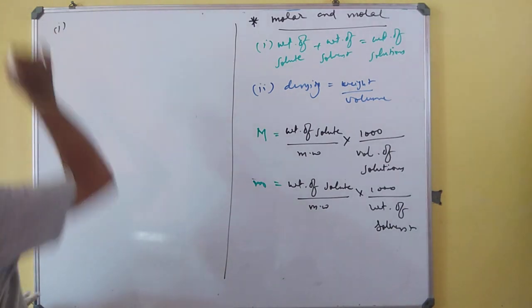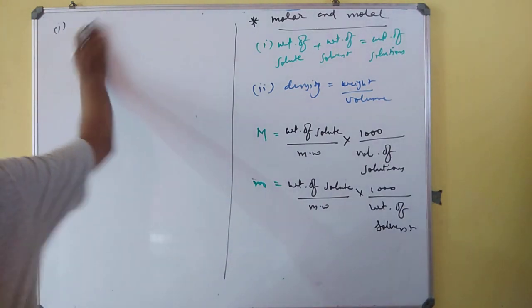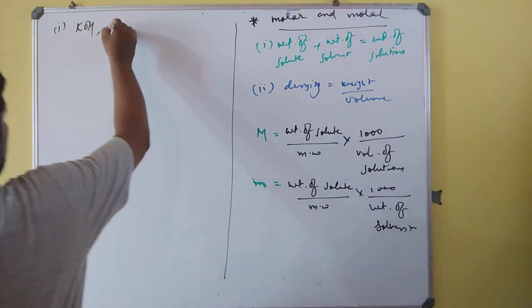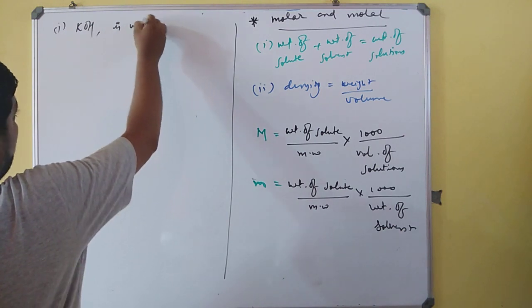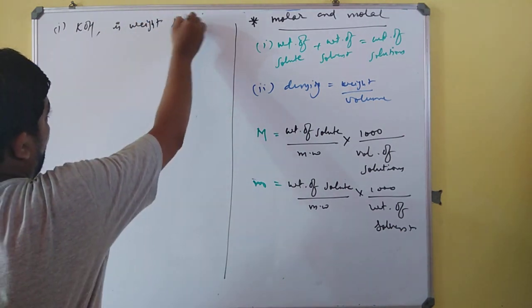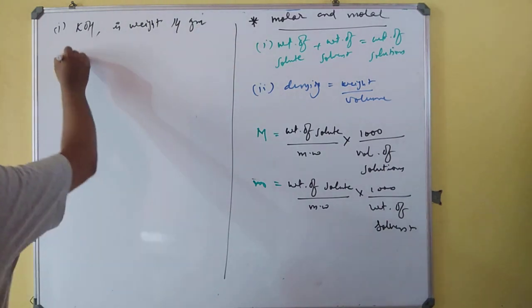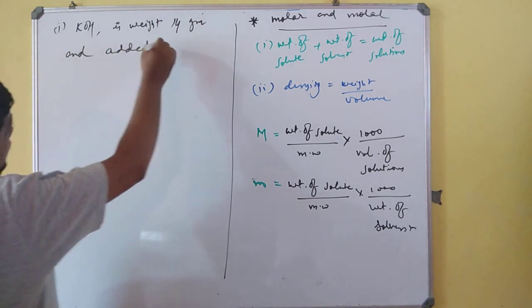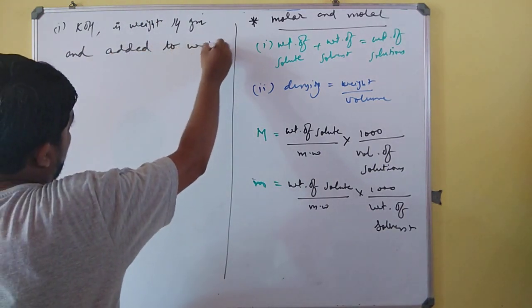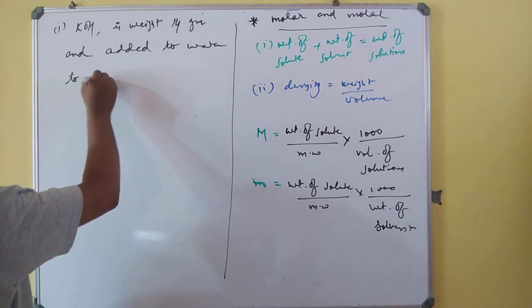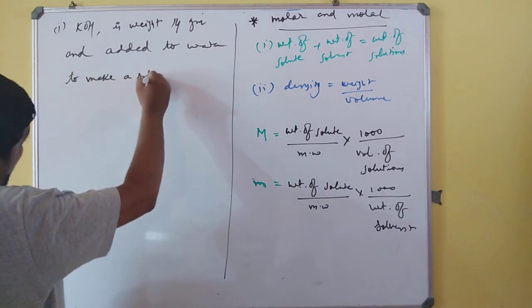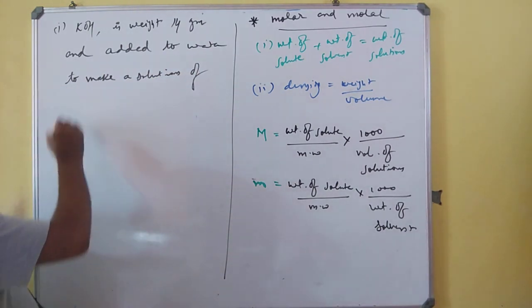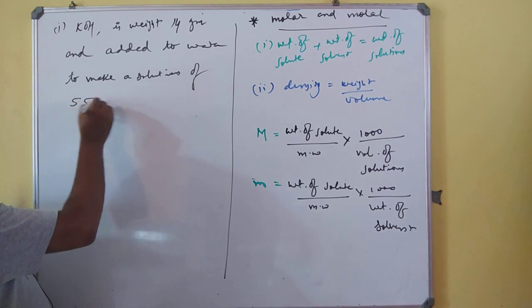Number one, KOH is weighed, 14 gram, and added to water to make a solution of 550 ml.